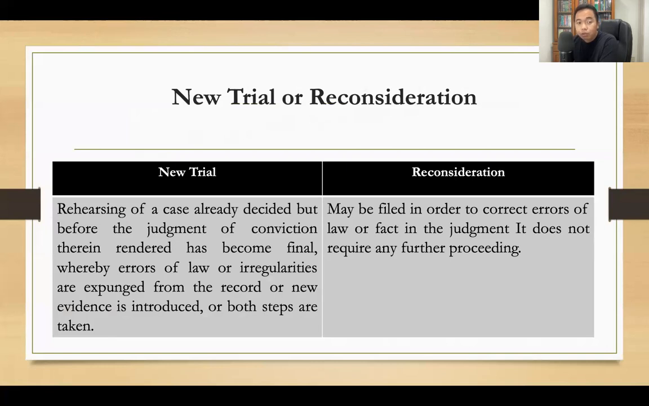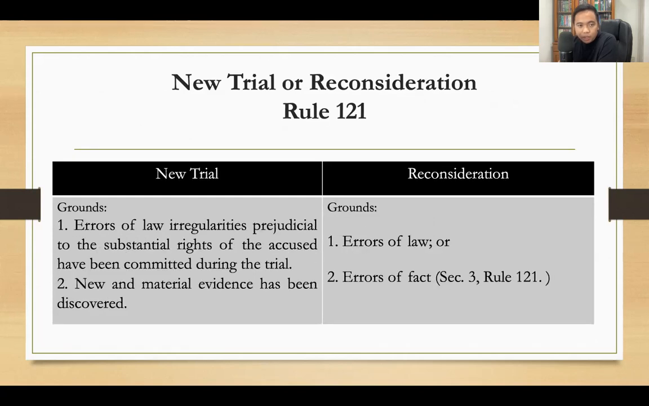A new trial will rehearse the case already decided, whereby the errors of law or irregularities are expunged from the record, or new evidence is introduced, or both steps are taken. On the other hand, a motion for reconsideration is filed in order to correct some errors of law or fact in the judgment. It does not require any further proceeding.